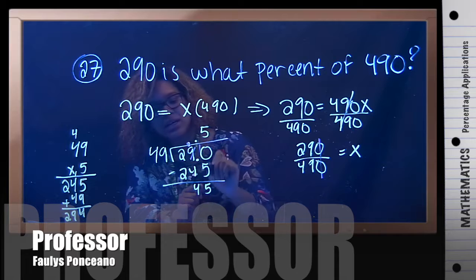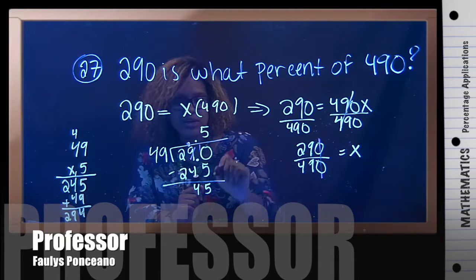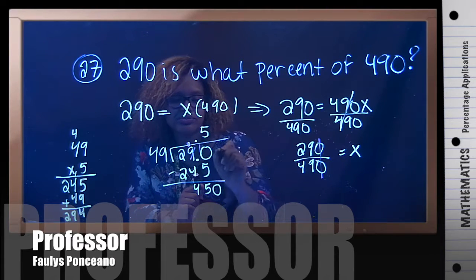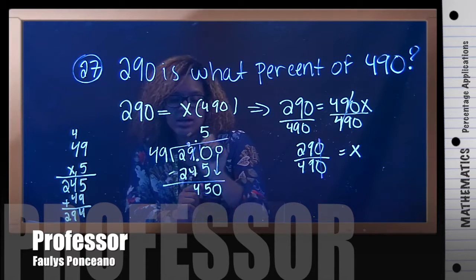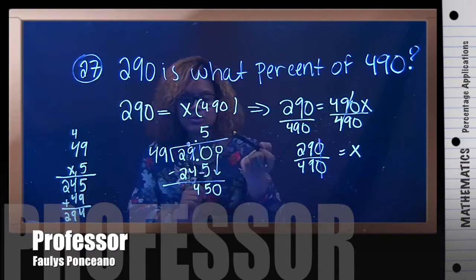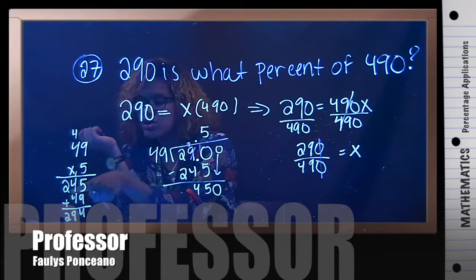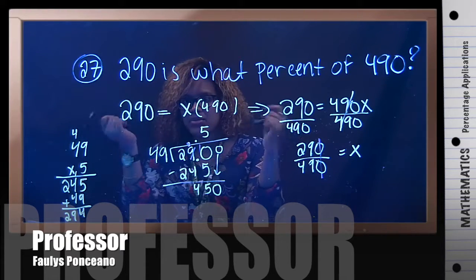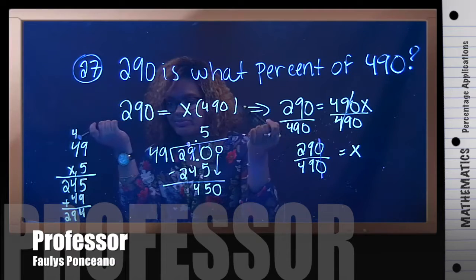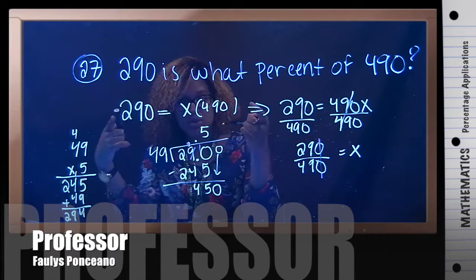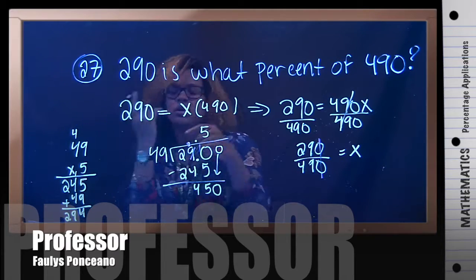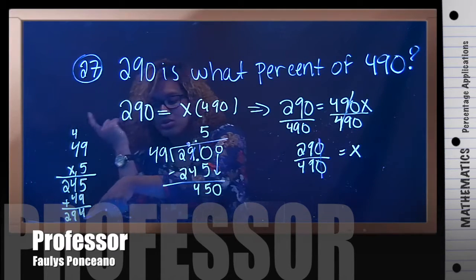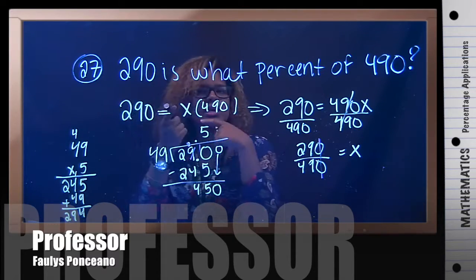So 49 into 45, it doesn't fit. So we add a 0. Bring that down. How many times does 49 fit into 450? If you think about it, we do the same right here. 245, it was 5 times. Close to 450. That's a little bit more. 294 is 6. Maybe how many times?